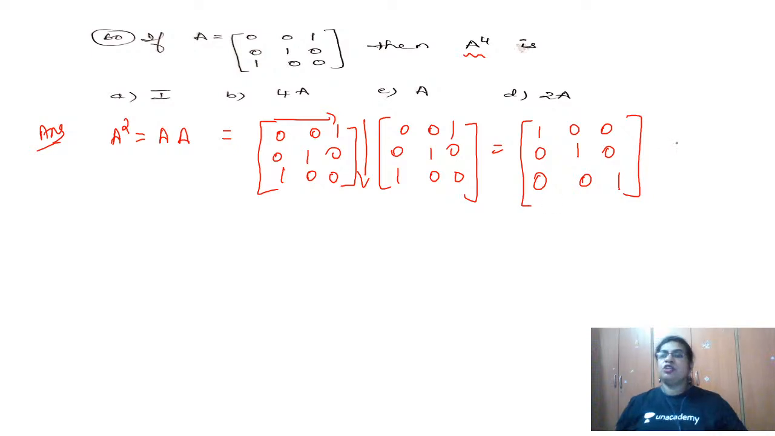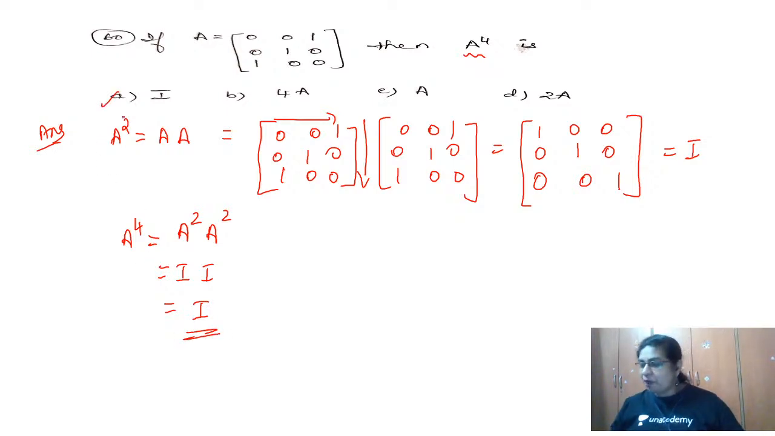Which matrix is this you found? This is identity matrix. So therefore, what do we want now? We want A to the power 4, isn't it? So A to the power 4 is A square into A square I can write. But A square answer, you got identity. So what is identity matrix into identity matrix? It is once again identity, and that is your A option.